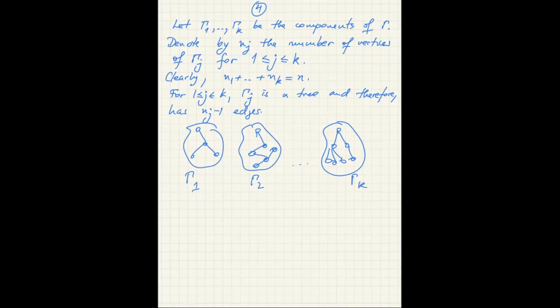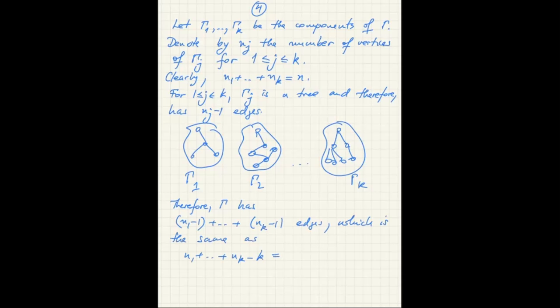And so the number of edges in gamma is the number of edges of gamma 1 plus the number of edges of gamma 2 and so on. Therefore, gamma has n1 minus 1 plus ... plus nk minus 1 edges, which is the same as n1 plus ... plus nk minus k, but n1 plus ... plus nk equals n, so you replace it here, so this becomes n minus k edges.